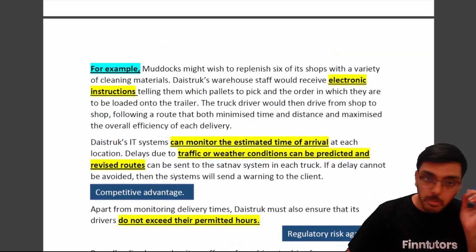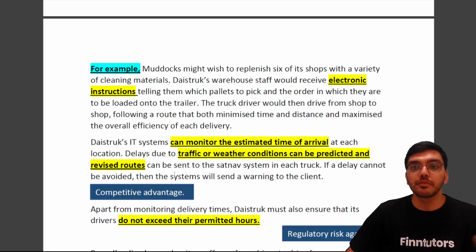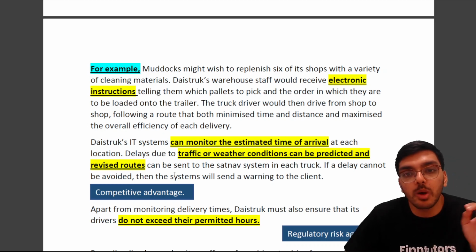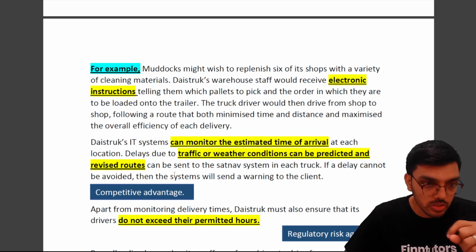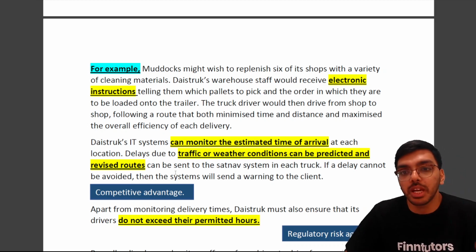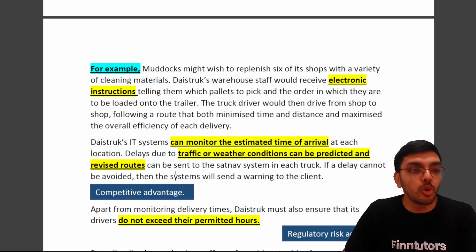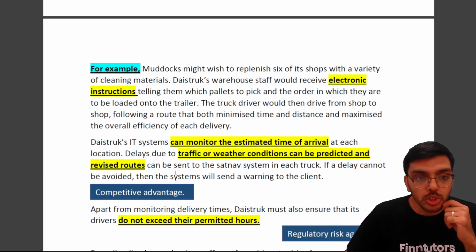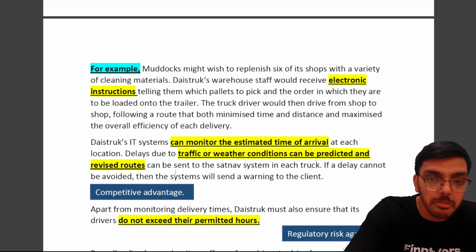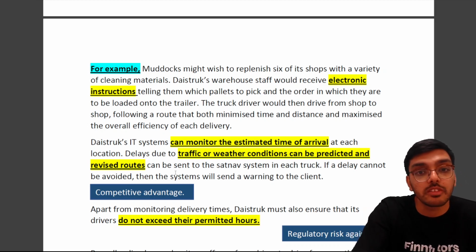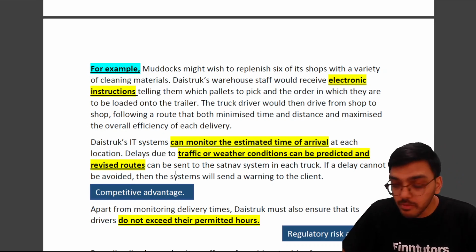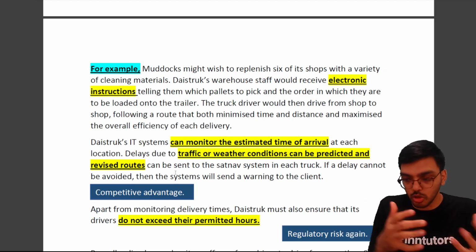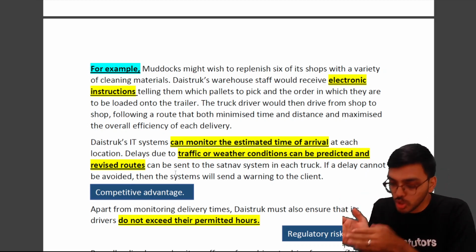For example, Maddox might wish to replenish 6 of its shops with a variety of cleaning materials. Daistruk's warehouse staff would receive electronic instructions telling them which pallets to pick and the order in which they are to be loaded onto the trailer. The truck driver would then drive from shop to shop, following a route to minimize the time and distance and maximize the efficiency. So Daistruk's warehouse staff would receive this electronic information, and then they would tell the truck driver the steps to follow.